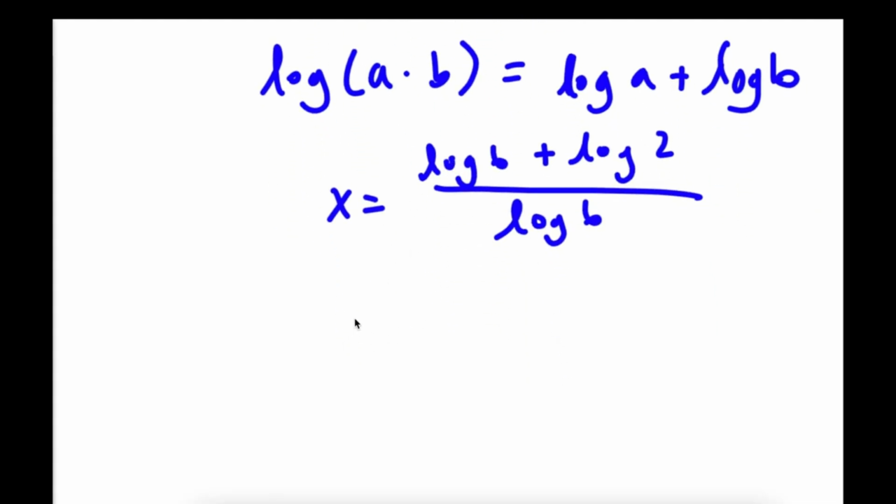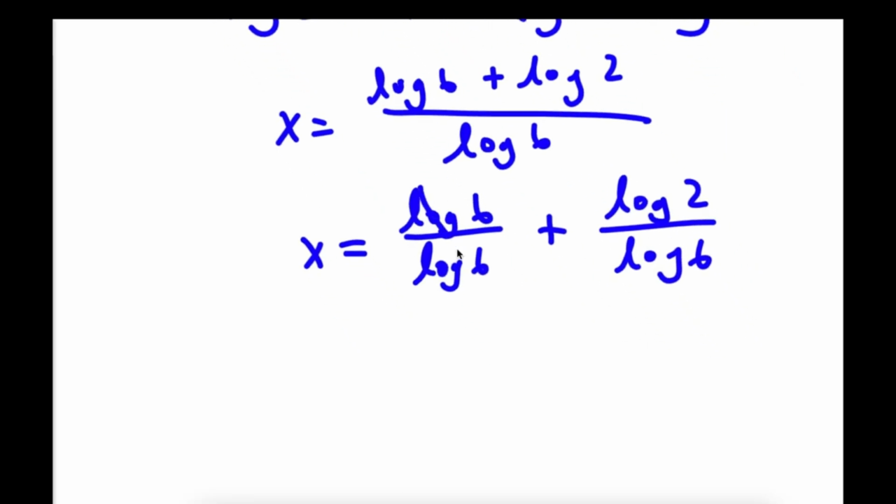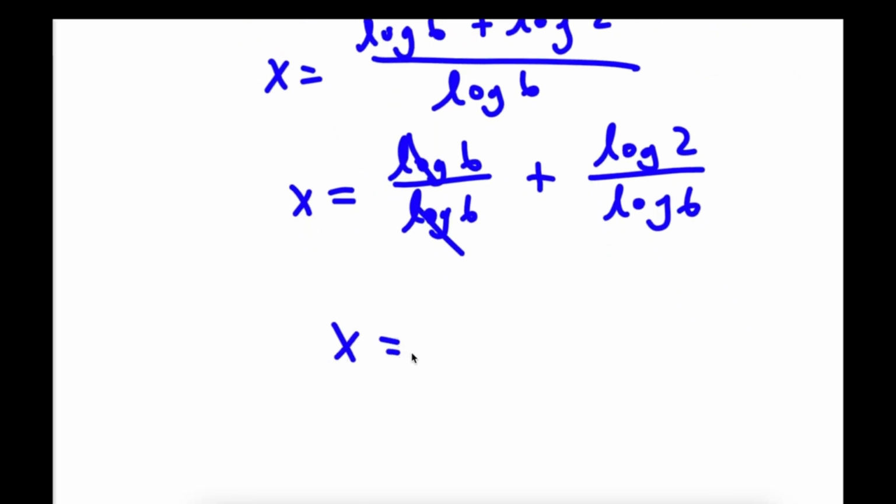So now we can rewrite this as log 6 over log 6 plus log 2 over log 6. For log 6 over log 6, those two cancel out, so that would equal 1 plus log 2 over log 6.